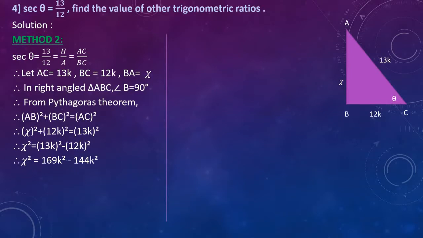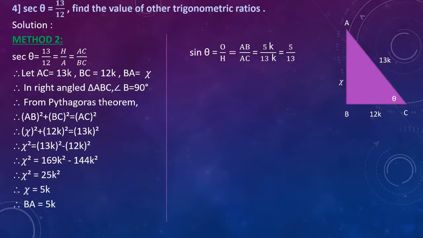Therefore, x square is equal to 169K square minus 144K square. So now by subtracting, we get x square is equal to 169 minus 144, which is 25K square. Now by taking the square root on both sides, we get the value of x is equal to 5K. So the value of side AB or BA is 5K. Now we have the third side, and we will find the remaining trigonometric ratios using it.